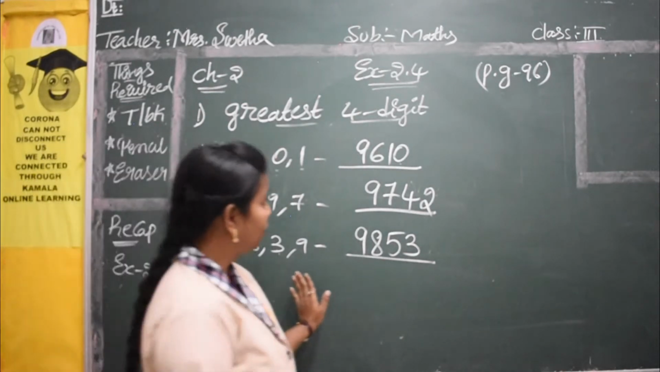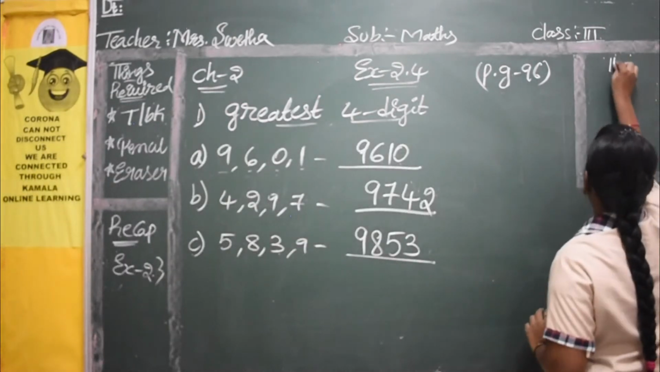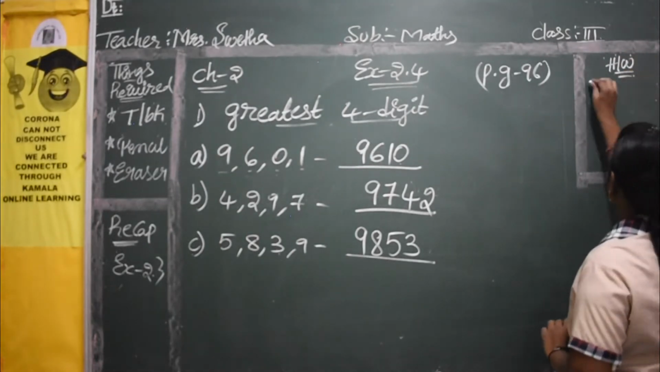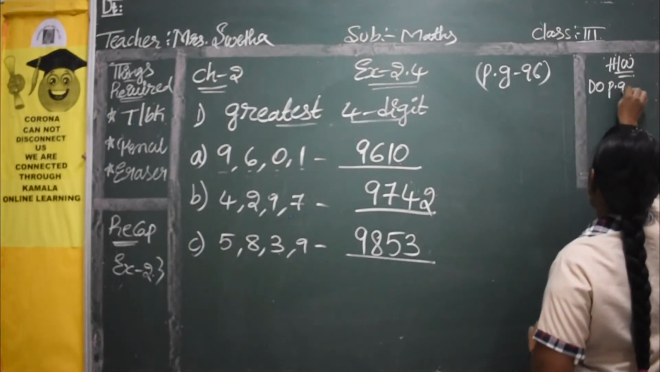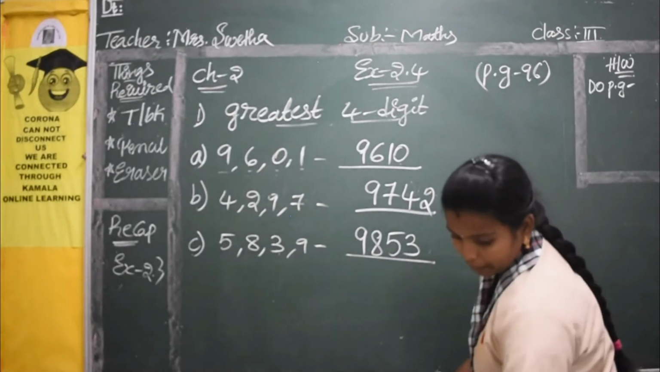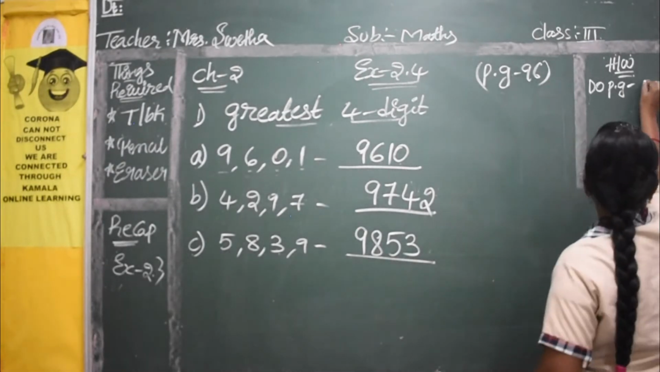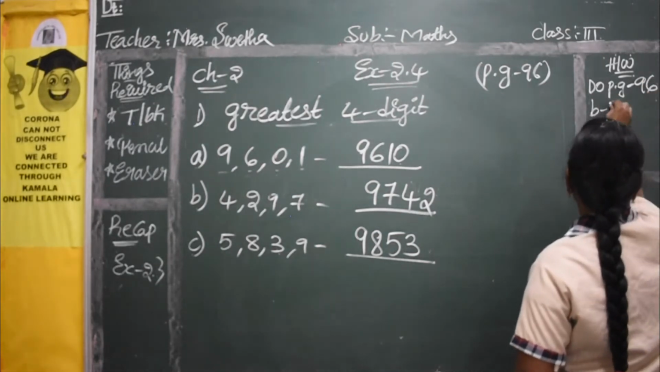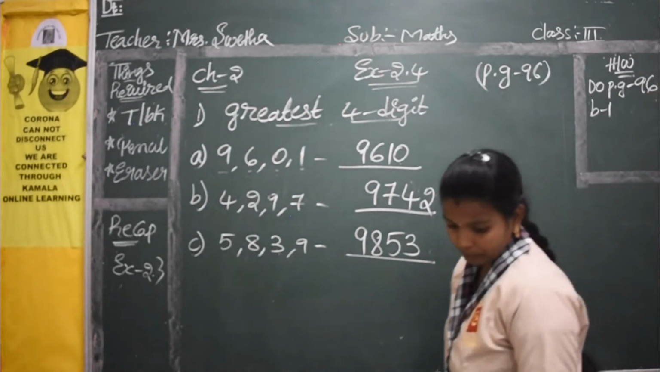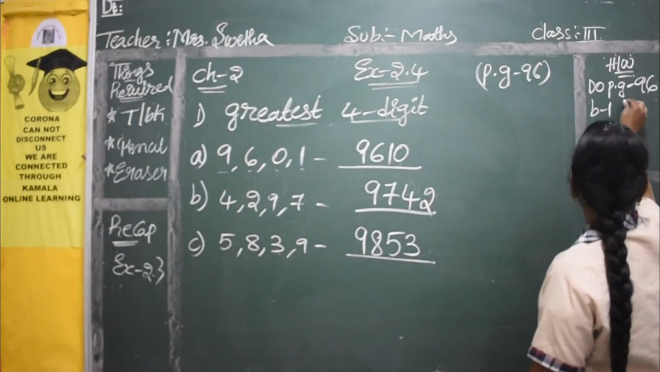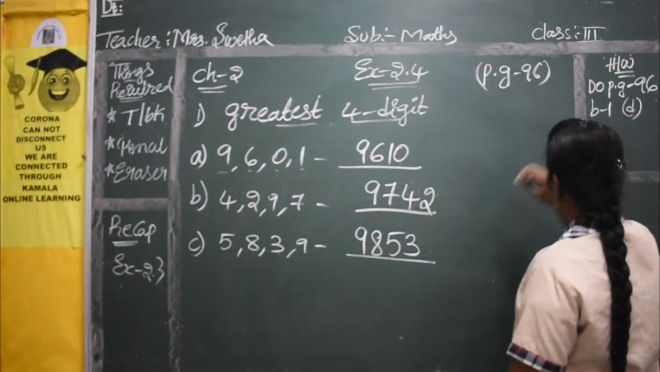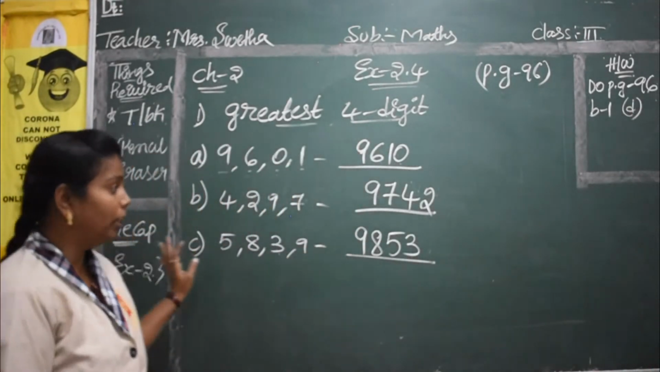Okay children, so this is about your first bit. Your homework today will be on this page 96. From this bit 1, you have one homework. So D1 is your homework. You can copy it down.